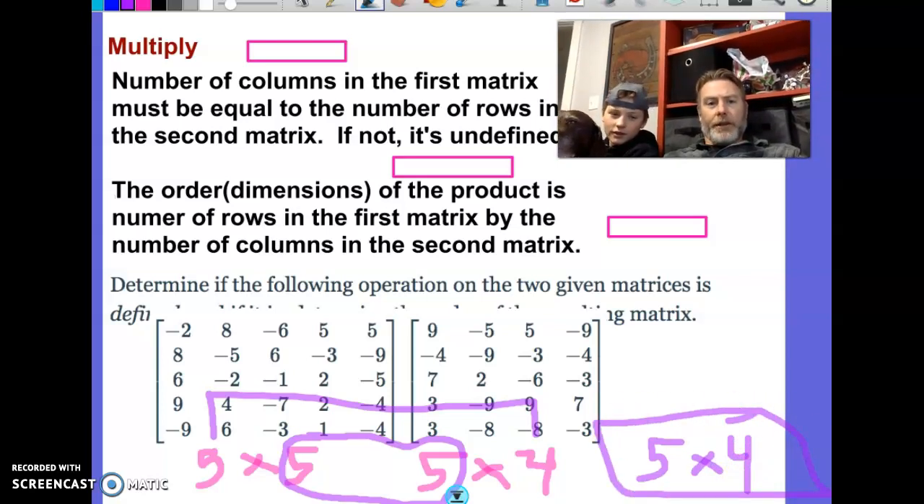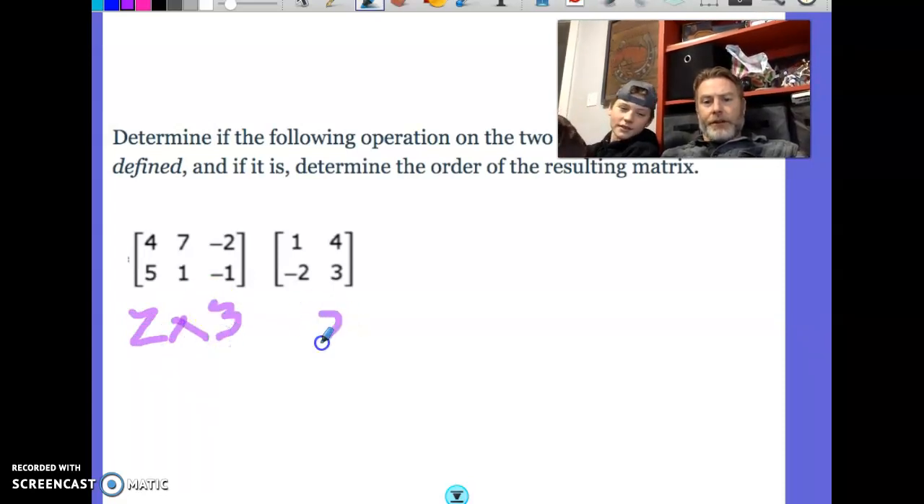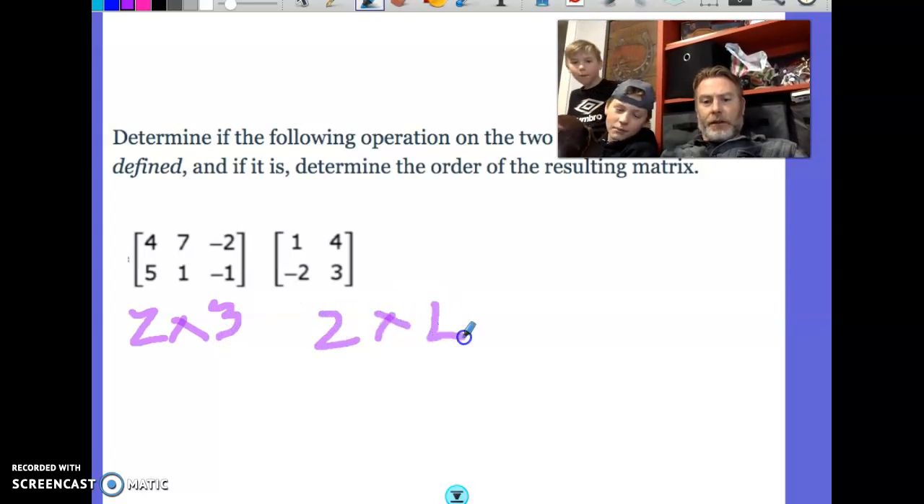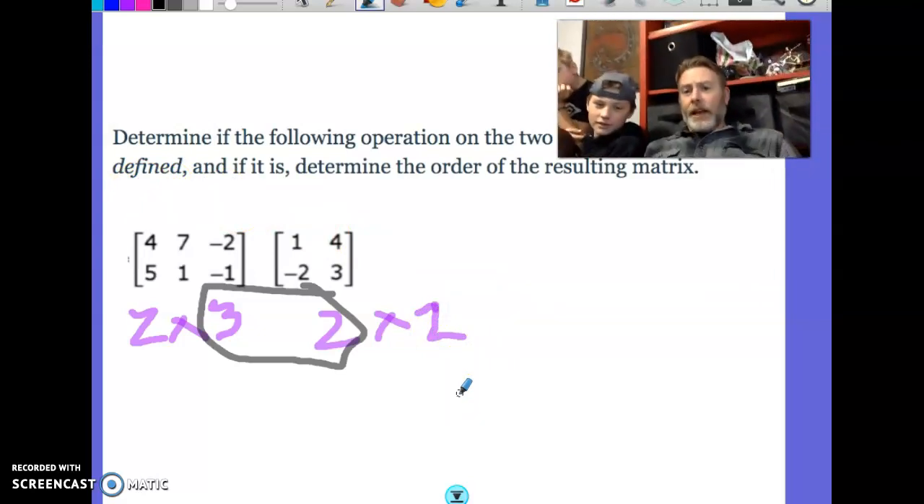Let's try one more, and then we can be done for the day. So same question. Check out your order. This is a 2 by 3. What's this one here? 2 by 2. Is it defined? No, it's not. Here's all we got to check. If these are the same, it's defined. If they're not, we use the word undefined. So just say undefined. There is no product matrix. And that's it, you guys.